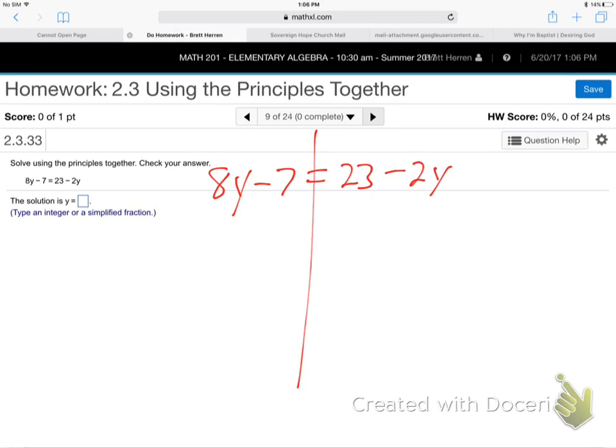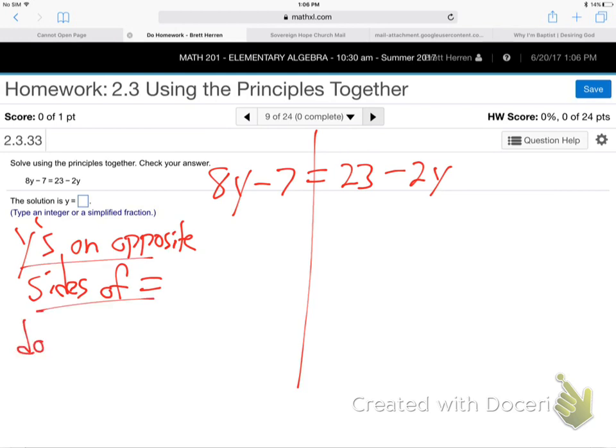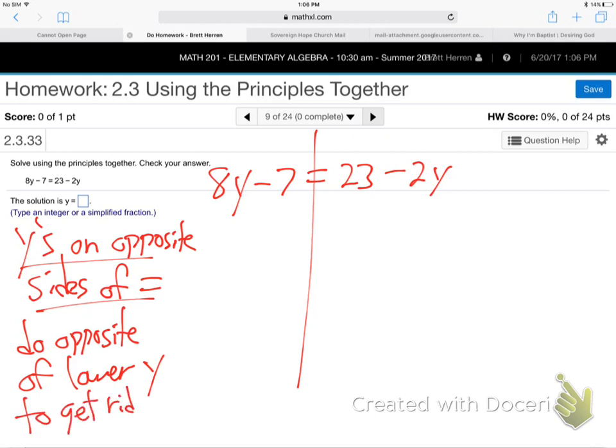So what do you do when you have the y's or x's or whatever on opposite sides of the equal sign? What do you do when they're on opposite sides? Basically, you get rid of one of them. So you do the opposite of the lower y. It doesn't have to be the lower. You can do the higher. It doesn't really matter. To get rid of it. So you get rid of it.